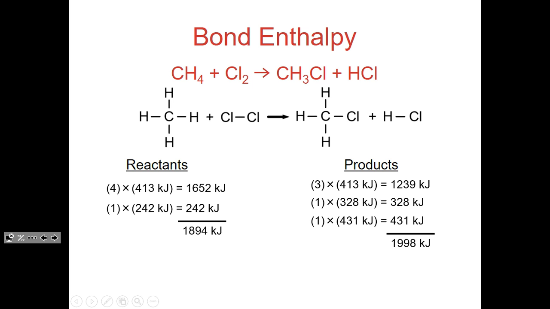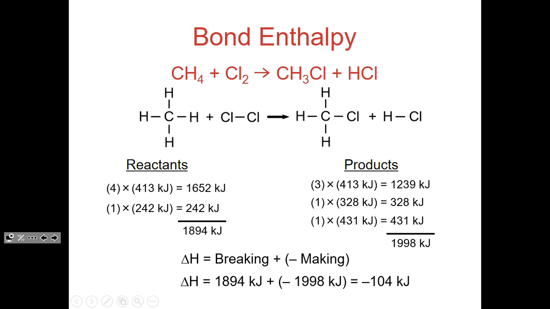Now remember, this is supposed to be exothermic. We're talking about releasing energy when we form, or make, these bonds. So when we do the math, it's going to be 1894 plus the opposite of 1,998. And notice we get the exact same information.